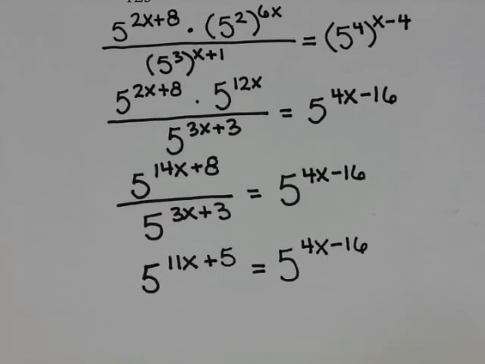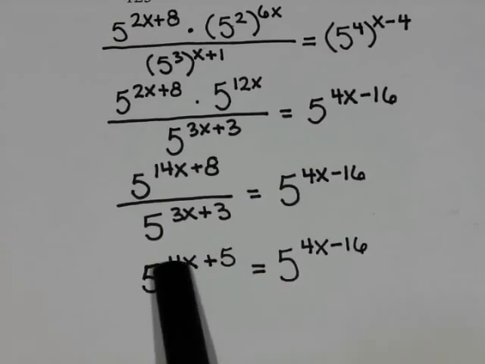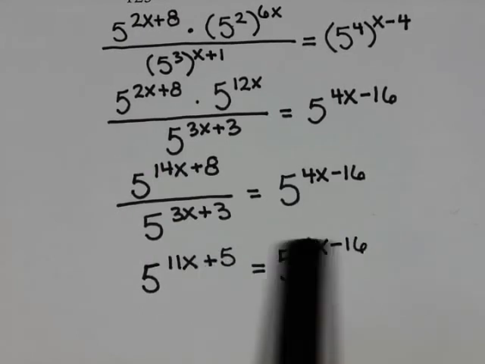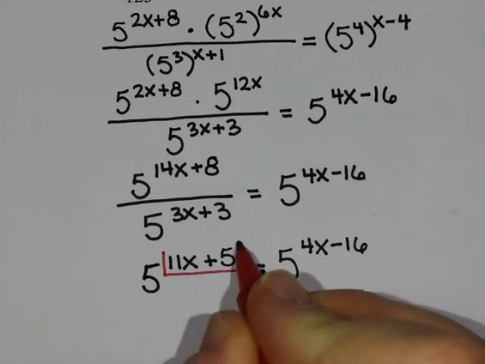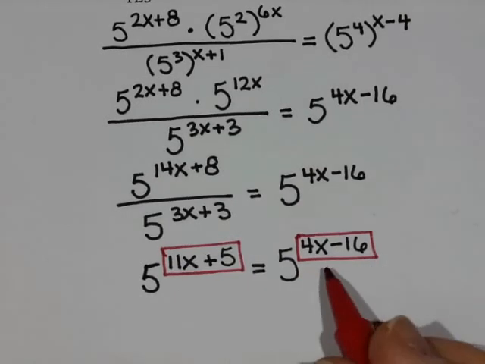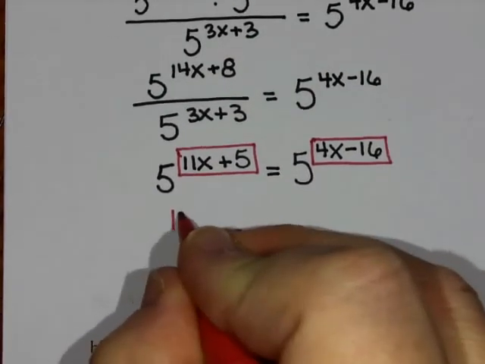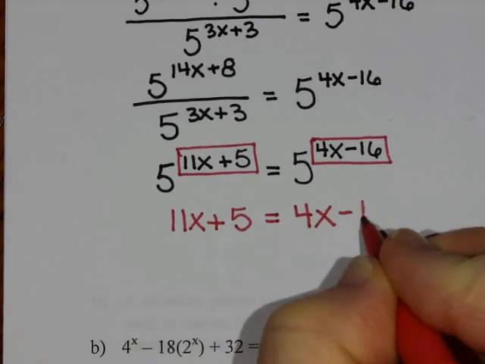At this point, I notice that I have the same base, 5, to 2 different exponents. But if 5 to the power of something equals 5 to the power of something, these 2 exponents have to be the same thing, right? Otherwise, they wouldn't be equal. So I'm going to say that since the bases are the same, my exponents should also be the same to make these two equal. That means that 11x plus 5 should equal 4x take away 16.